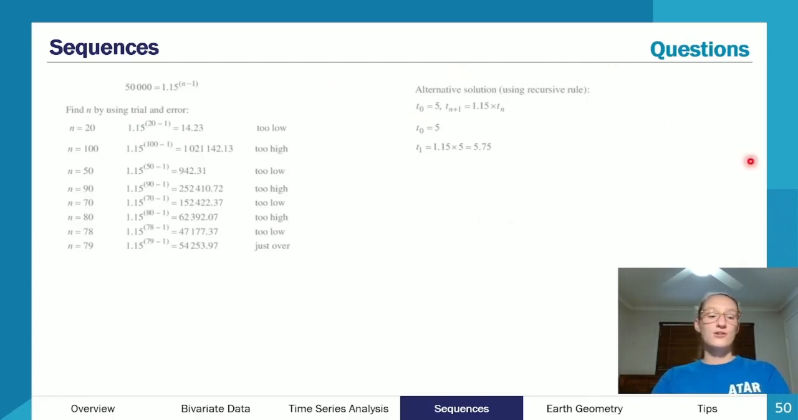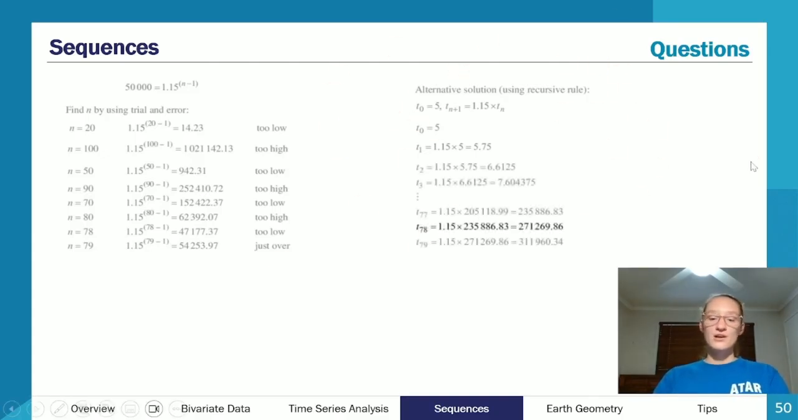And then alternatively, you could have also used recursion. So that's, for example, doing it on your calculator of just taking the first bit, multiplying it by 1.15, and then multiplying it by the common ratio again, and again, until you got all the way to term 78. So when we're trying to solve for n in these trickier questions, you have the two options of trial and error or recursion using your calculator. And whichever one works best for the scenario is totally up to you.